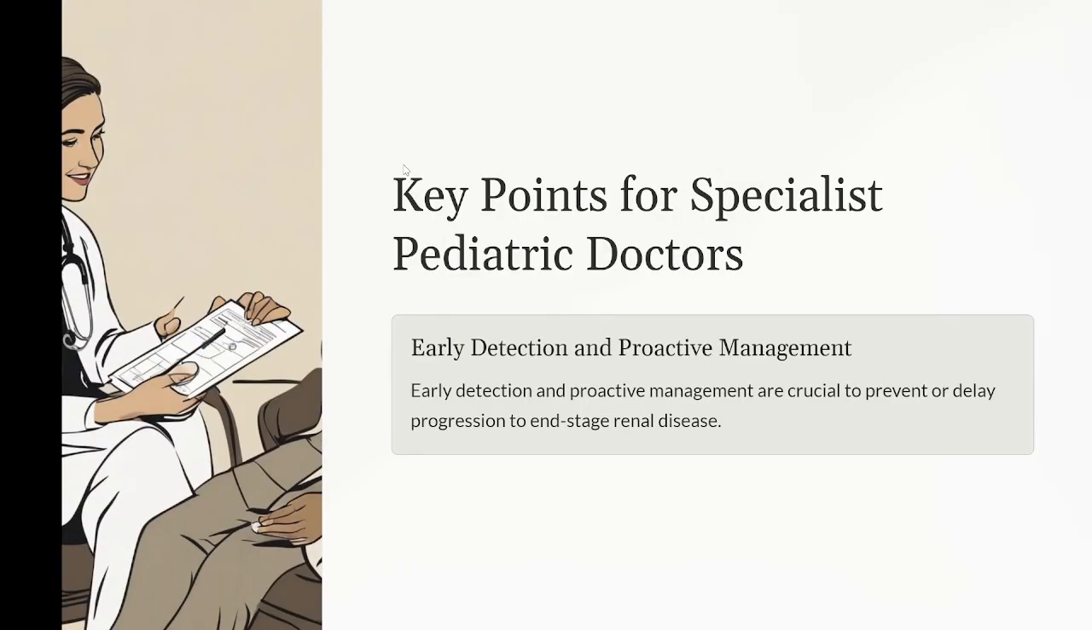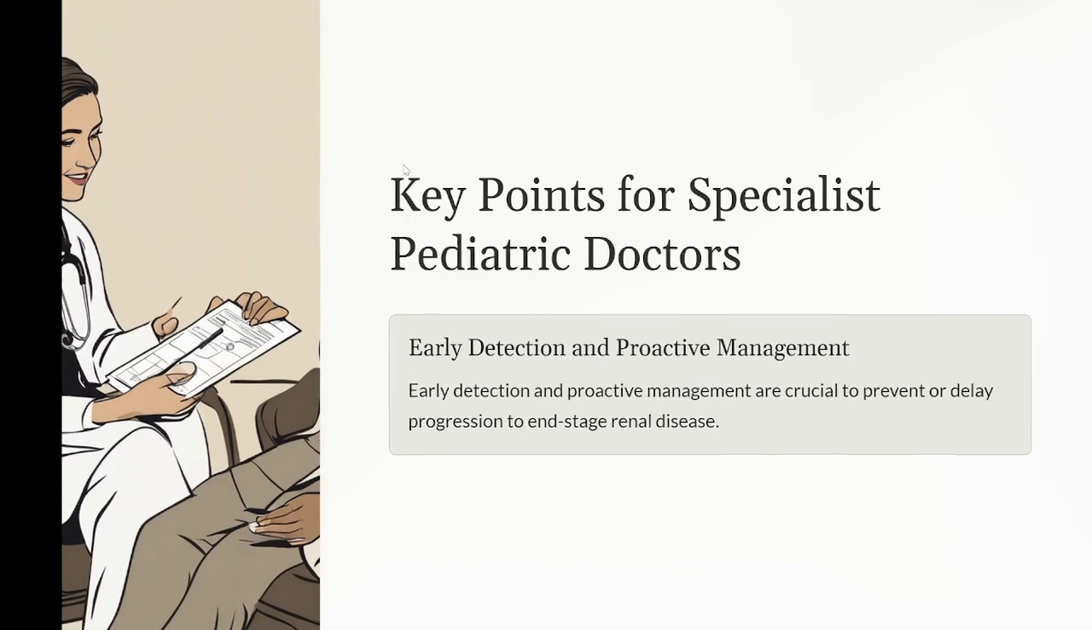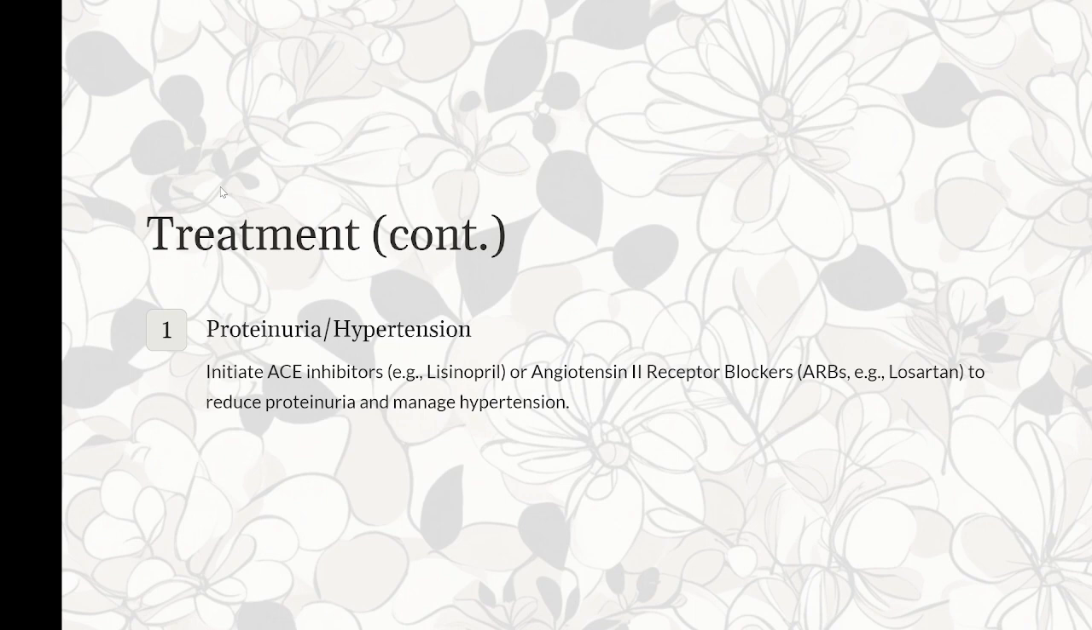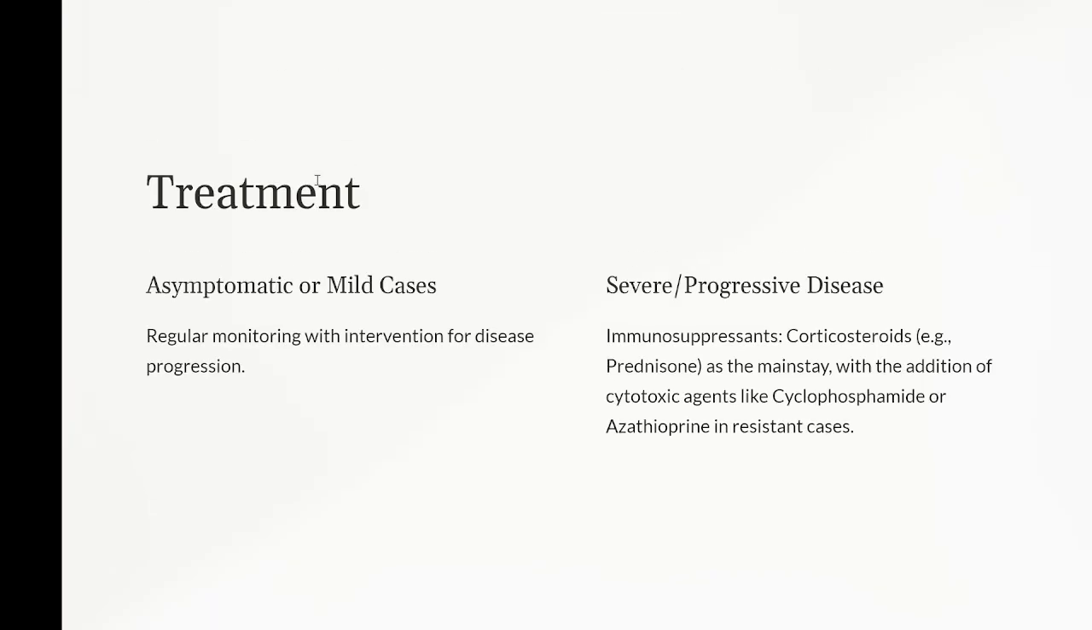Key points for specialist pediatric doctors: early detection and proactive management are crucial to prevent or delay progression to end-stage renal disease. Treatment should be individualized based on disease severity, with a focus on controlling hypertension and proteinuria to slow renal damage. Multidisciplinary care, including nephrology, nutrition, and potentially rheumatology, is vital for comprehensive management and patient support.